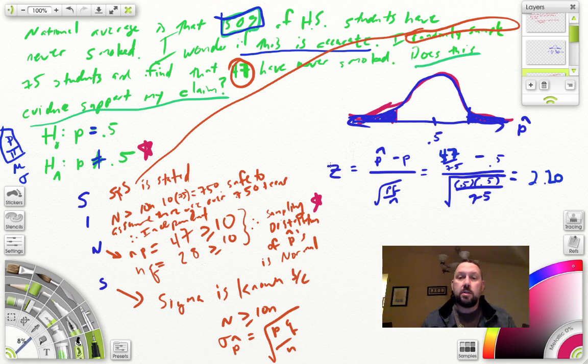And that is Z equals p hat minus p divided by the square root of pq over n. From your formula sheet, it's statistic minus parameter divided by standard deviation of statistic. And then I plug in numbers. My statistic is 47 over 75, because that was my sample, minus 0.5, that was my parameter, my p from my null hypothesis. And then the denominator is pq over n, where my sample size n is 75.